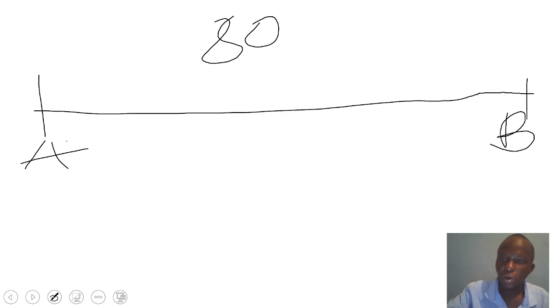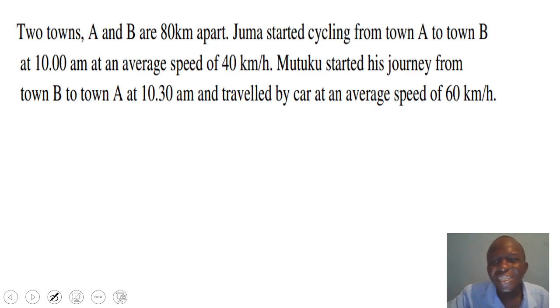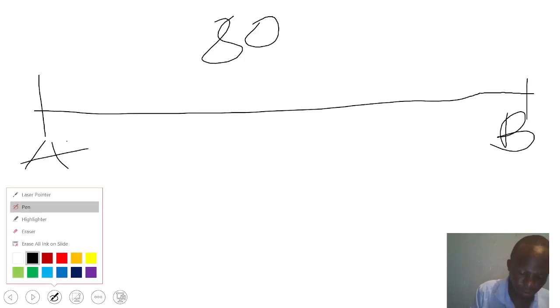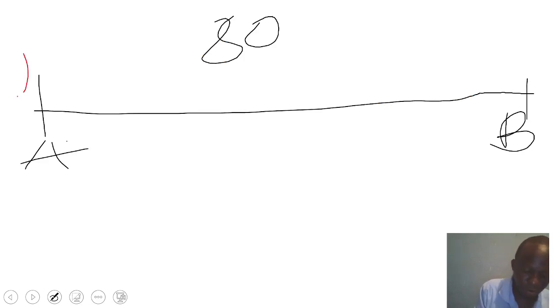Now, Juma started cycling from A to B at 10 a.m. at a speed of 40 kilometers per hour. So Juma, let me use a different color. Juma from town A to town B, 10 a.m.